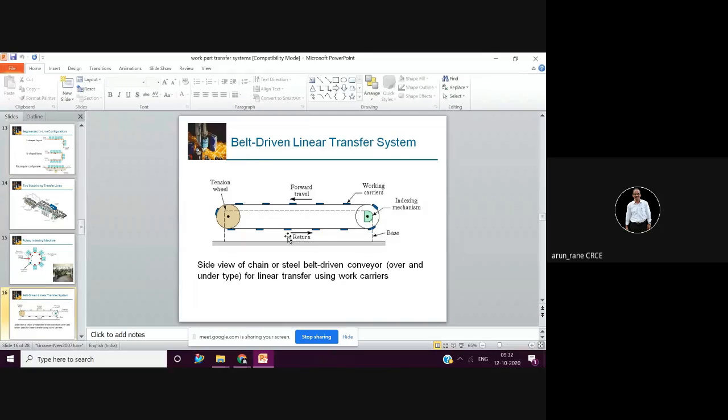Well-driven linear systems. See, all of this is incorporated below the ground. Where are your components? Your components are above the ground. So all these conveyor systems are below the ground. Meaning below the ground there will be a big excavation. We call it a pit. Understand? And in that pit all this will be.